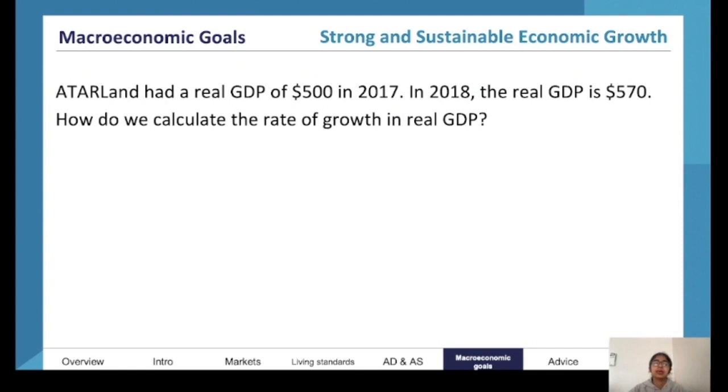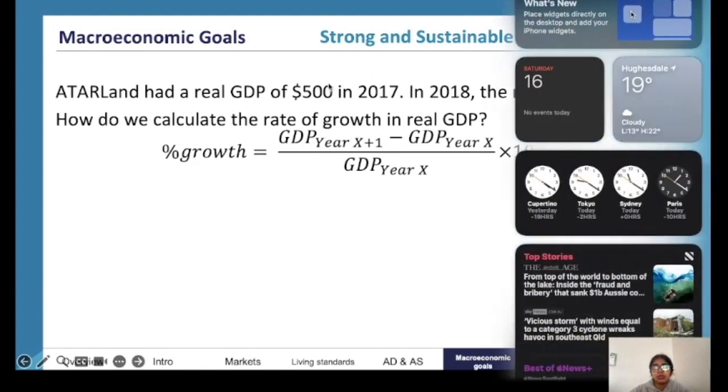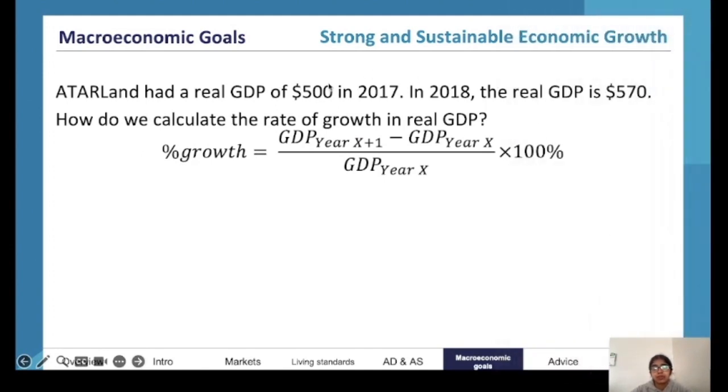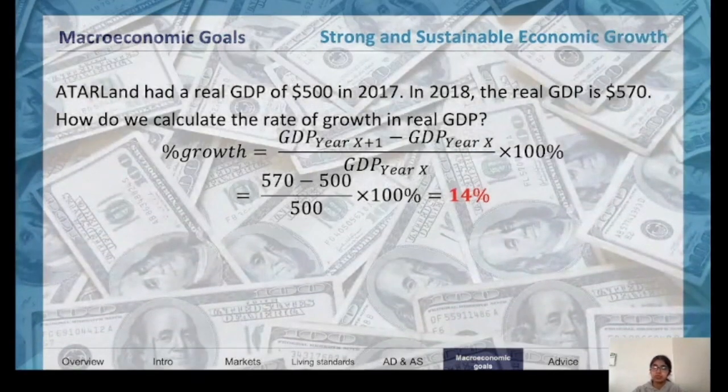So let's do an example. Let's say the real GDP was 500 in 2017 and it's 570 in 2018. What's the rate of growth? Again, new minus old divided by old. So that's 570 minus 500 divided by 500. New minus old divided by old, that's 14% growth in real GDP. So too high.